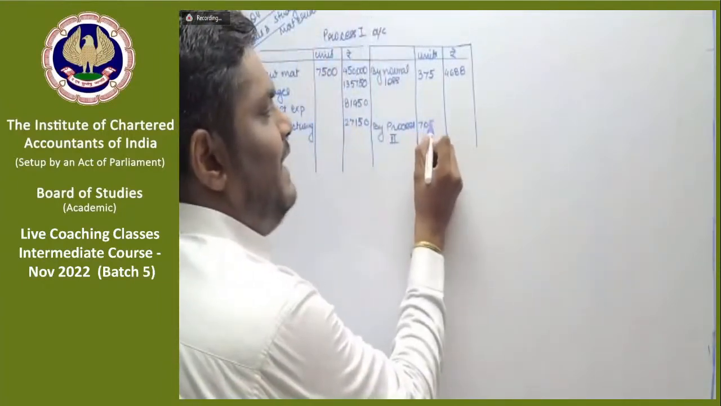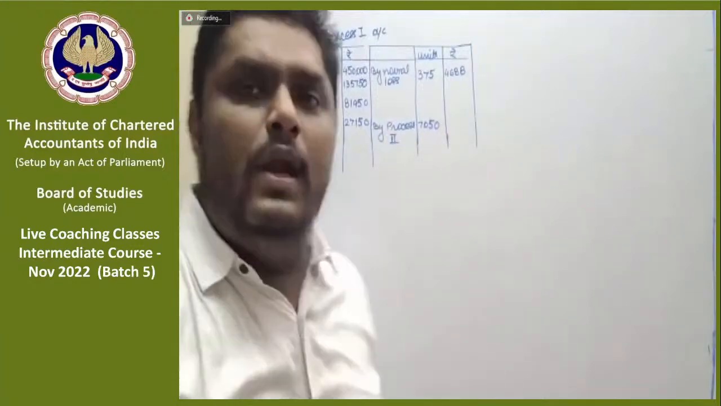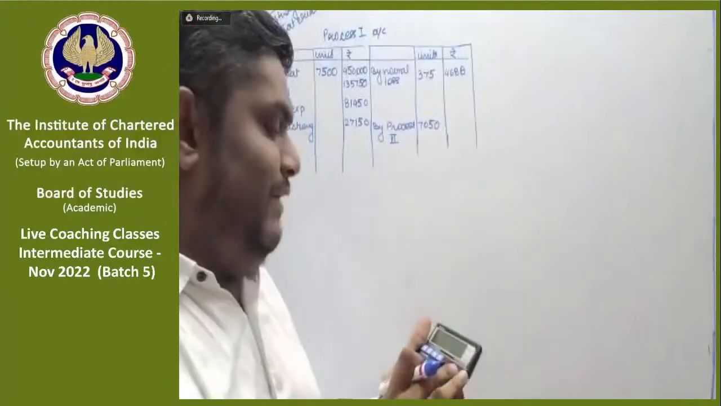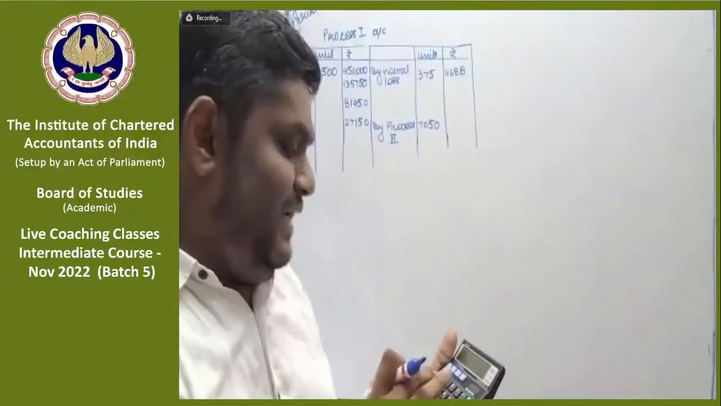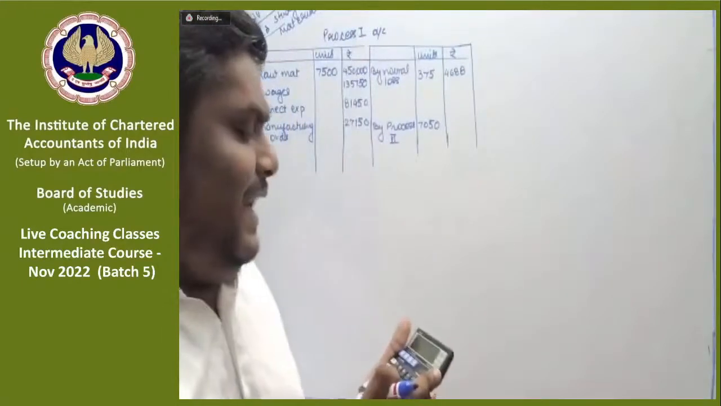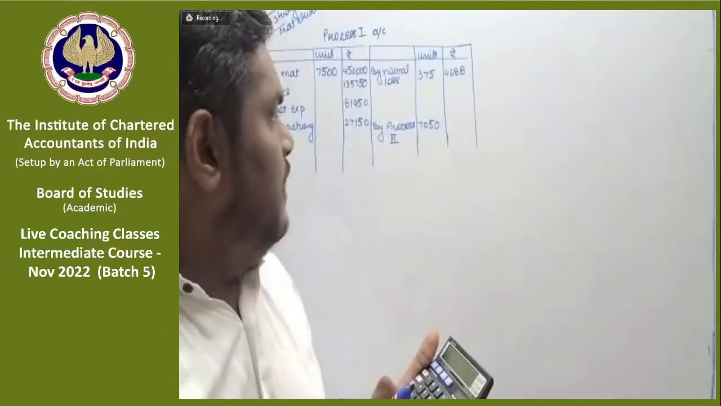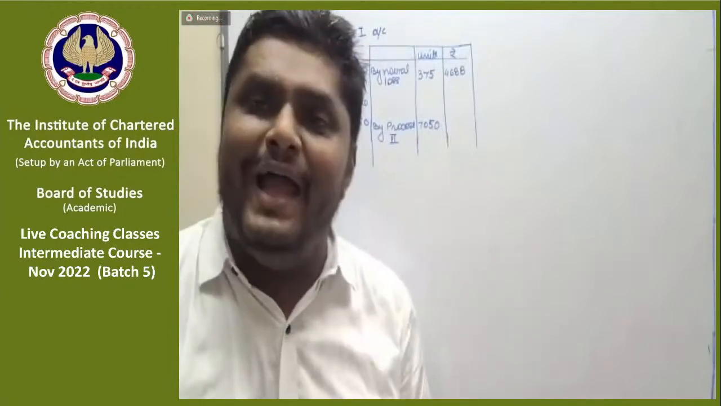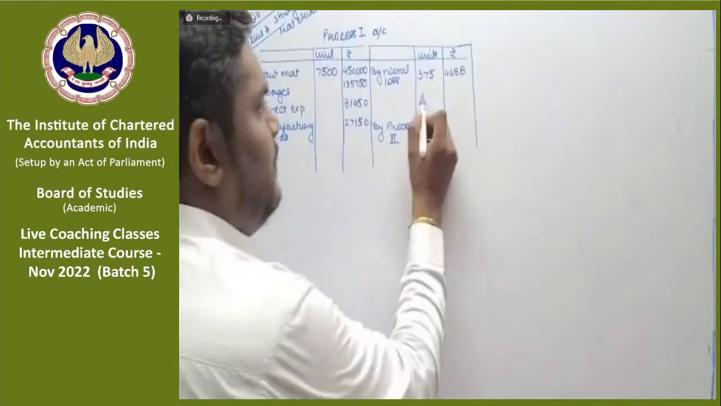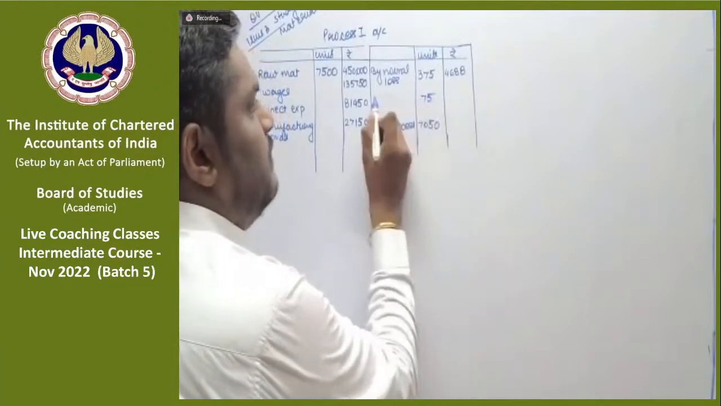So let's check whether it is abnormal loss or abnormal gain. The total input that was made is 7,500, minus 5% which is the normal loss. So we were expecting an output of 7,125. However, when talking about the actual output, it was 7,050 only. So there is an abnormal loss of 75 units.